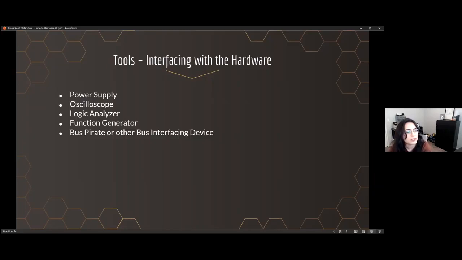For some of these tools, would you need a decent one or will the cheaper version suffice? That depends. If you're dealing with something that's very high frequency, let's say for the oscilloscope, you probably will need a better oscilloscope. I think I have it in one of the slides. You want to be aware of what the capability is of your power supply or of your tools and what it is you're actually trying to do.